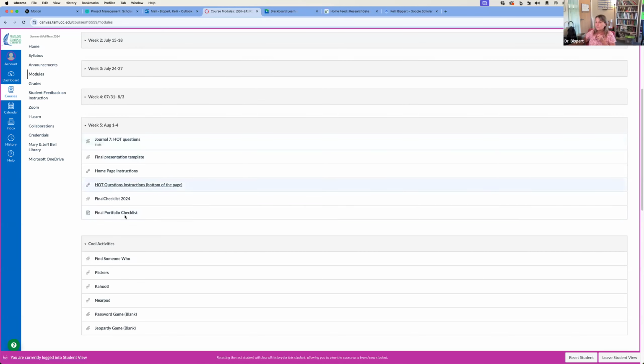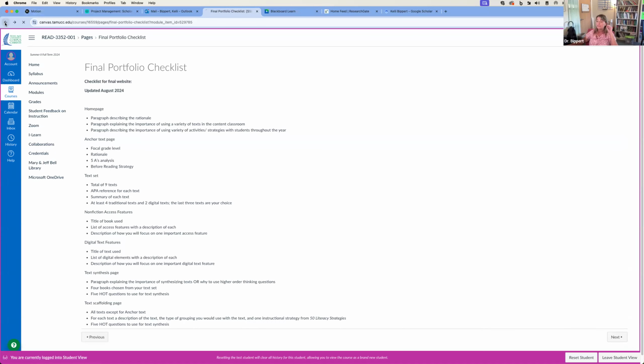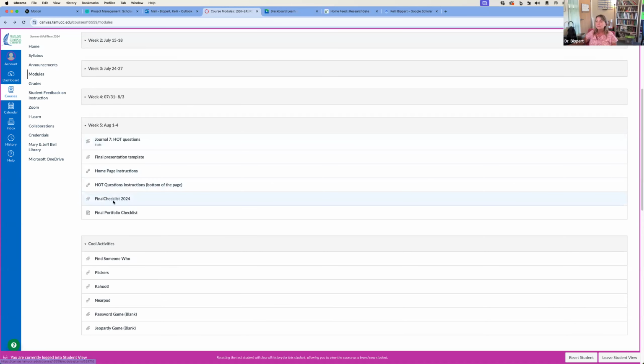So in week 5, I've got the final portfolio checklist here for you to look at. I'm going to get rid of that file because it keeps pulling up the old file. I don't know why. It's making me crazy. I'm going to get rid of that, so that you know what to do with the home page.